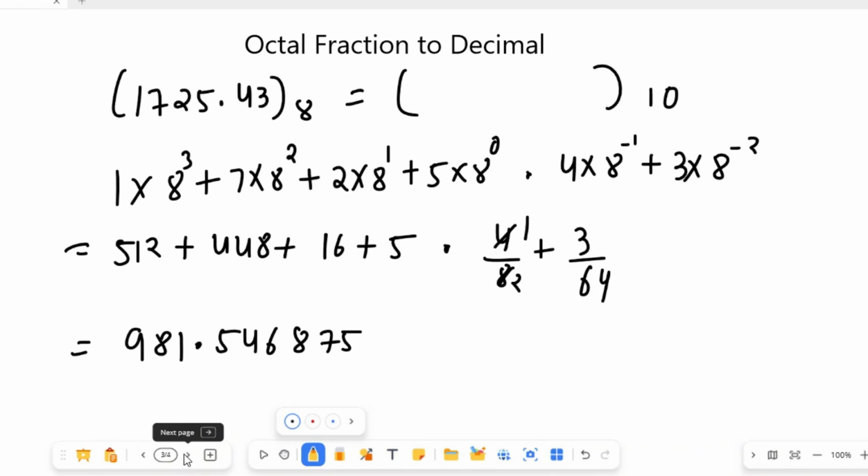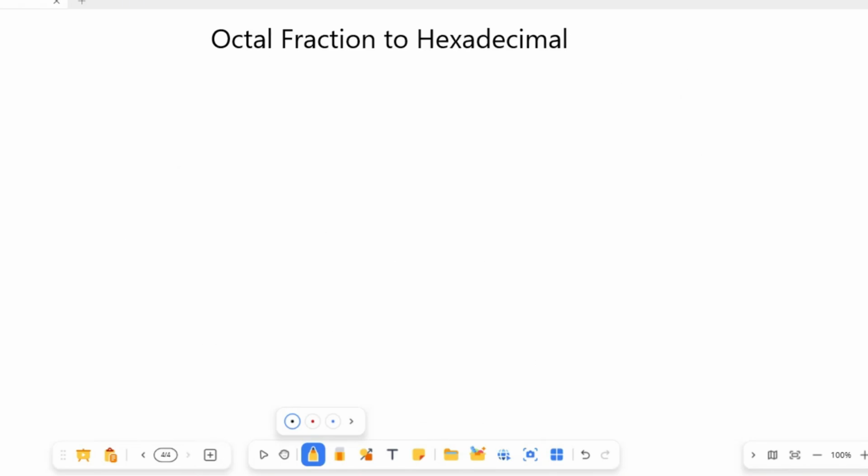Next, okay, so this is a difficult one. How to convert octal to hexadecimal? So the procedure is the same as I told you: any number to any number. That means convert first to decimal and then decimal to hexadecimal. The procedure is the same here also. Okay, now let us solve this question.